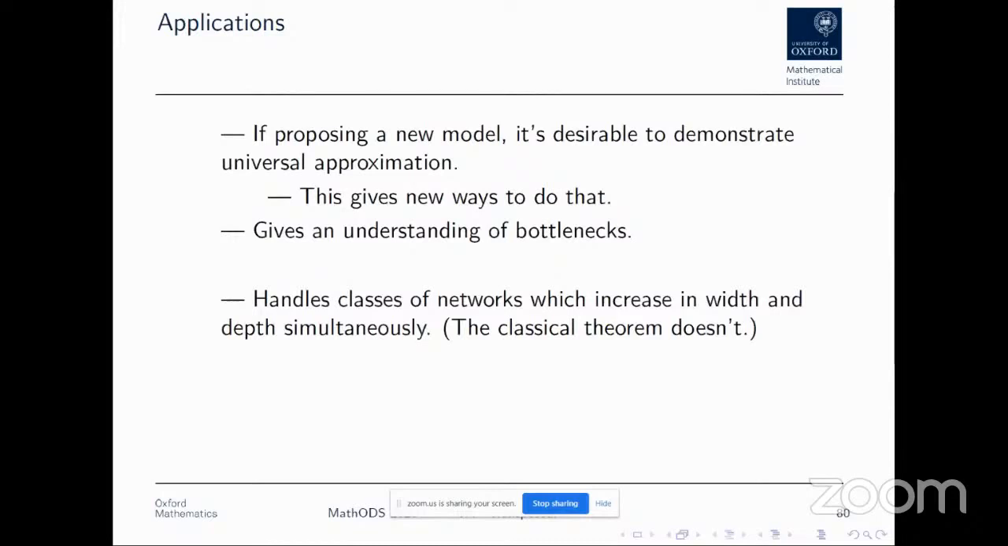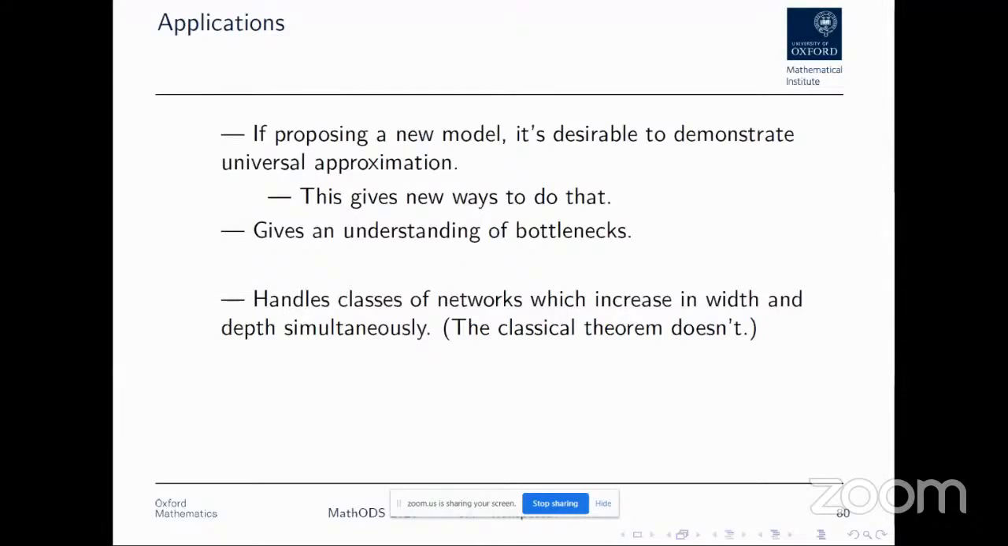We can prove universal approximation for much broader classes of neural networks with what I've just been describing, because I've been presenting it as this sort of width-depth dichotomy. But actually, if you are willing to consider slightly more complicated classes of neural networks, where maybe width and depth increase simultaneously, and you can't choose to just have one or the other, then actually the classical theorem doesn't apply to such classes of networks, because in principle, as you go up through the layers, things could be getting more and more muddled faster than your layers can be approximating the identity to set things straight again.